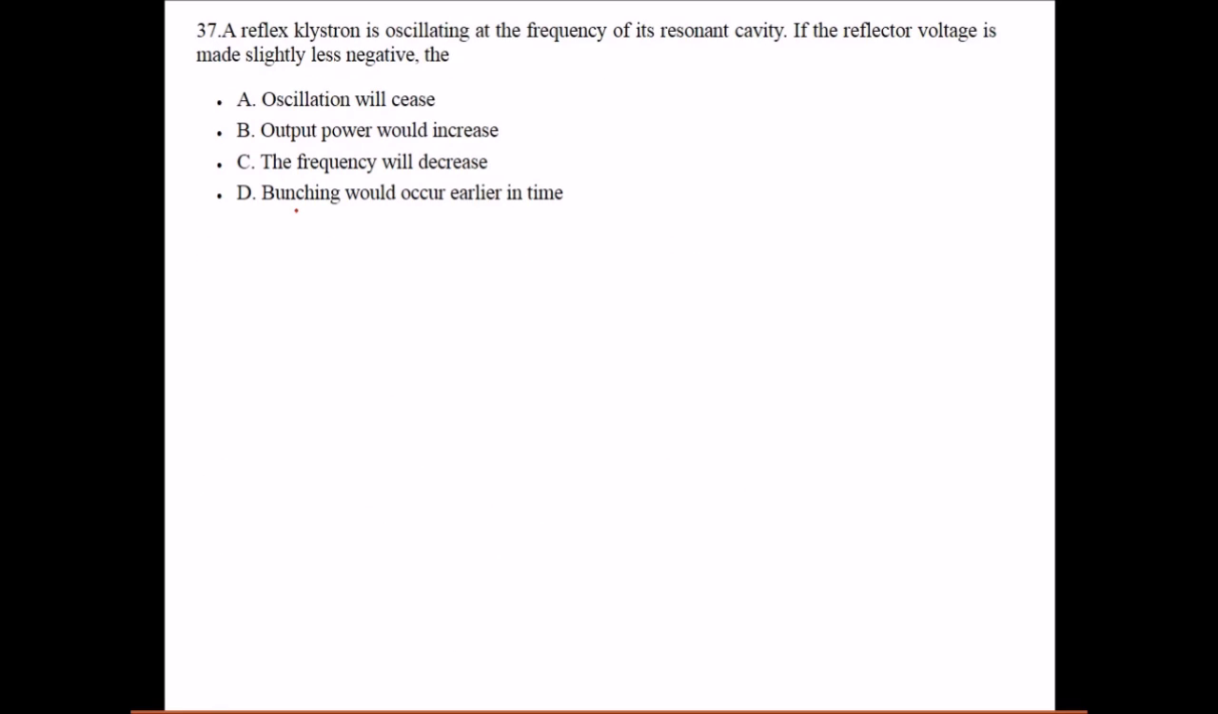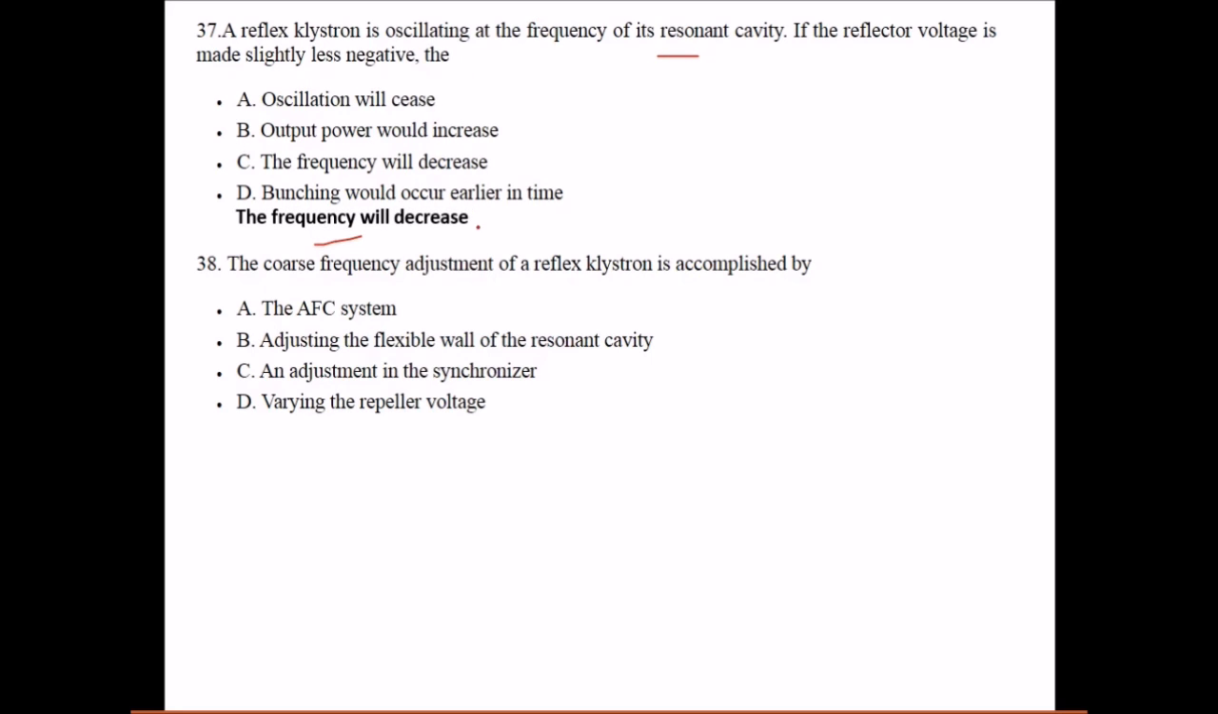Now, a klystron is oscillating at the frequency of its resonant cavity. If the reflector voltage is made slightly less negative, the frequency will decrease. The coarse frequency adjustment of a reflex klystron is accomplished by adjusting the flexible wall of the resonant cavity.